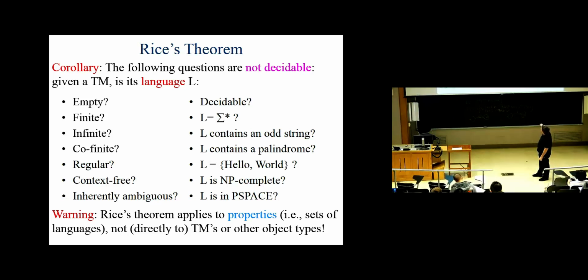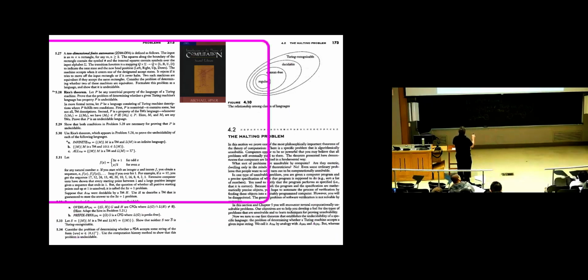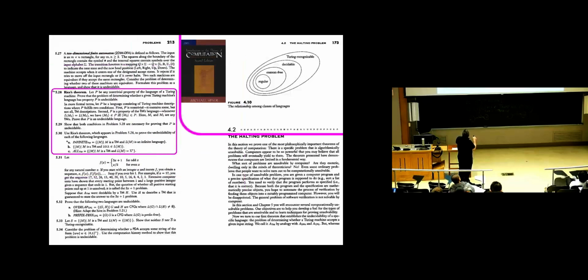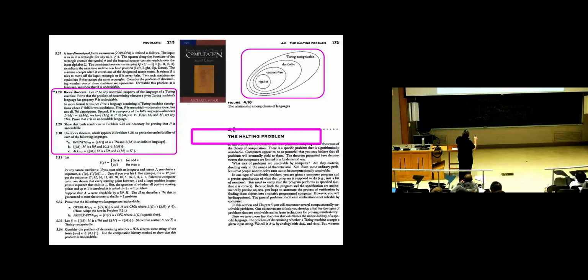Okay, so again, the caveat is it applies only to properties, not to other things. And in the book, on page 213, it's described as one of the problems. Problem number 5.28 says, basically, prove Rice's theorem. I'm not sure what the author was thinking. I never give you a problem that hard to prove as an exercise. Of course, he gives you some hints here, and there is a solution. To his credit, it is a starred problem, but there's also an answer in the back of the book.